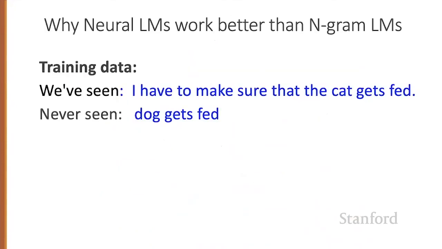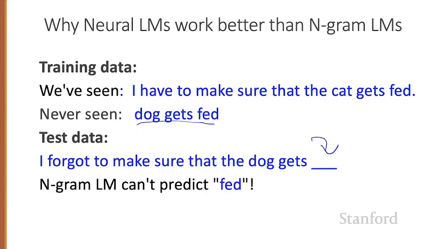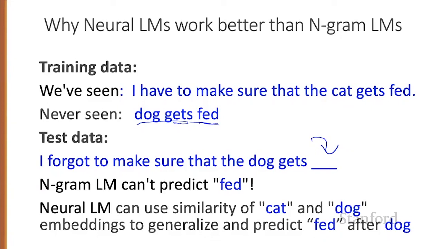Neural language models work a lot better than simple n-gram language models. And here's an example to see why that's true. Imagine that we've seen in training data the sentence, "I have to make sure the cat gets fed." And it just happens we've never seen the trigram "dog gets fed." And suppose the test data is, "I forgot to make sure the dog gets," and we need to predict the next word. Now, an n-gram language model will not predict fed after gets. It's never seen fed after gets. And even if we have some kind of smoothing, fed won't be a particularly likely word after gets. But a neural language model can use the similarity of cat and dog. The words are similar, so the embeddings are similar, and we can generalize to predict fed after dog, having seen fed after cat in training.